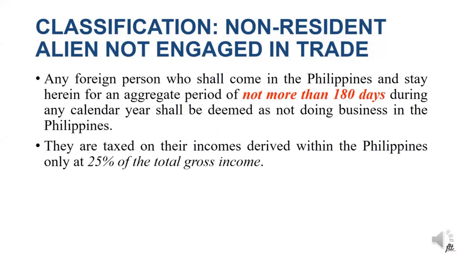So any foreign person who comes in the Philippines and stays herein for not more than 6 months, and in case they earn incomes, they will be taxed at 25% on their total gross income. And this 25% is actually a final tax. So before they would receive their incomes, any payer of such income shall withhold first the 25%, meaning shall deduct the 25% beforehand before this income will be paid to the non-resident alien not engaged in trade.